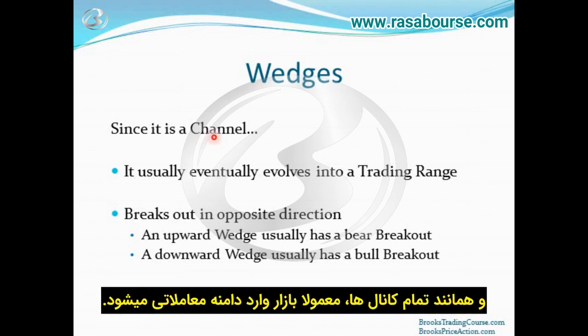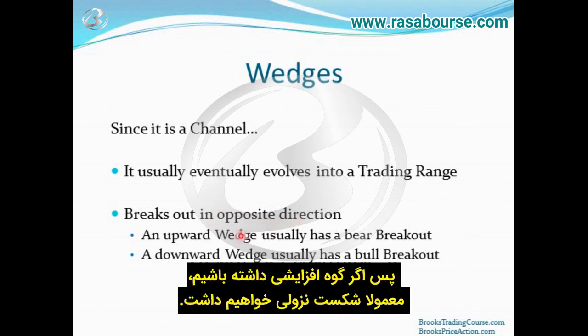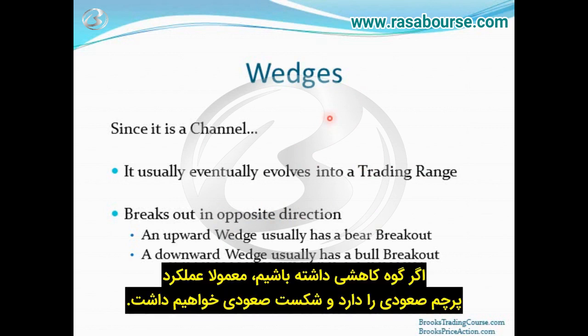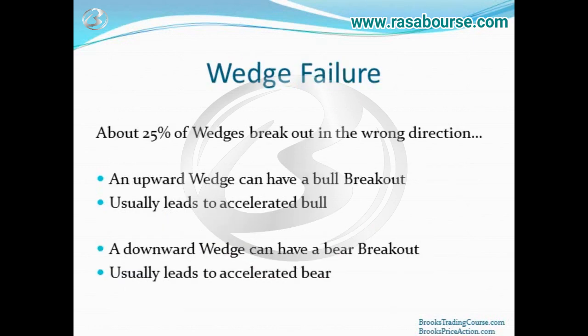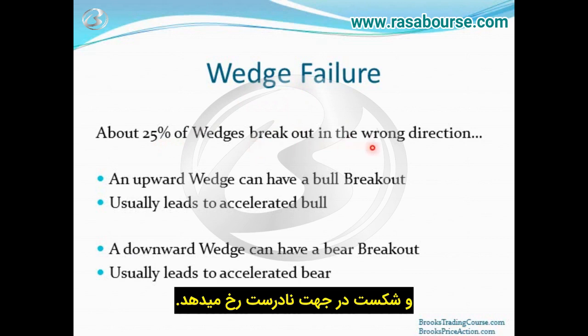And like all channels, usually the market will evolve into a trading range. And usually the market breaks out in the opposite direction of the channel. So if it's an upward wedge, it usually has a bear breakout, and the upward channel usually functions as a bear flag, even if it's in a bull trend. If you have a downward wedge, it usually behaves like a bull flag and has a bull breakout. About 25% of times, the wedge reversal fails, and the breakout occurs in the wrong direction.